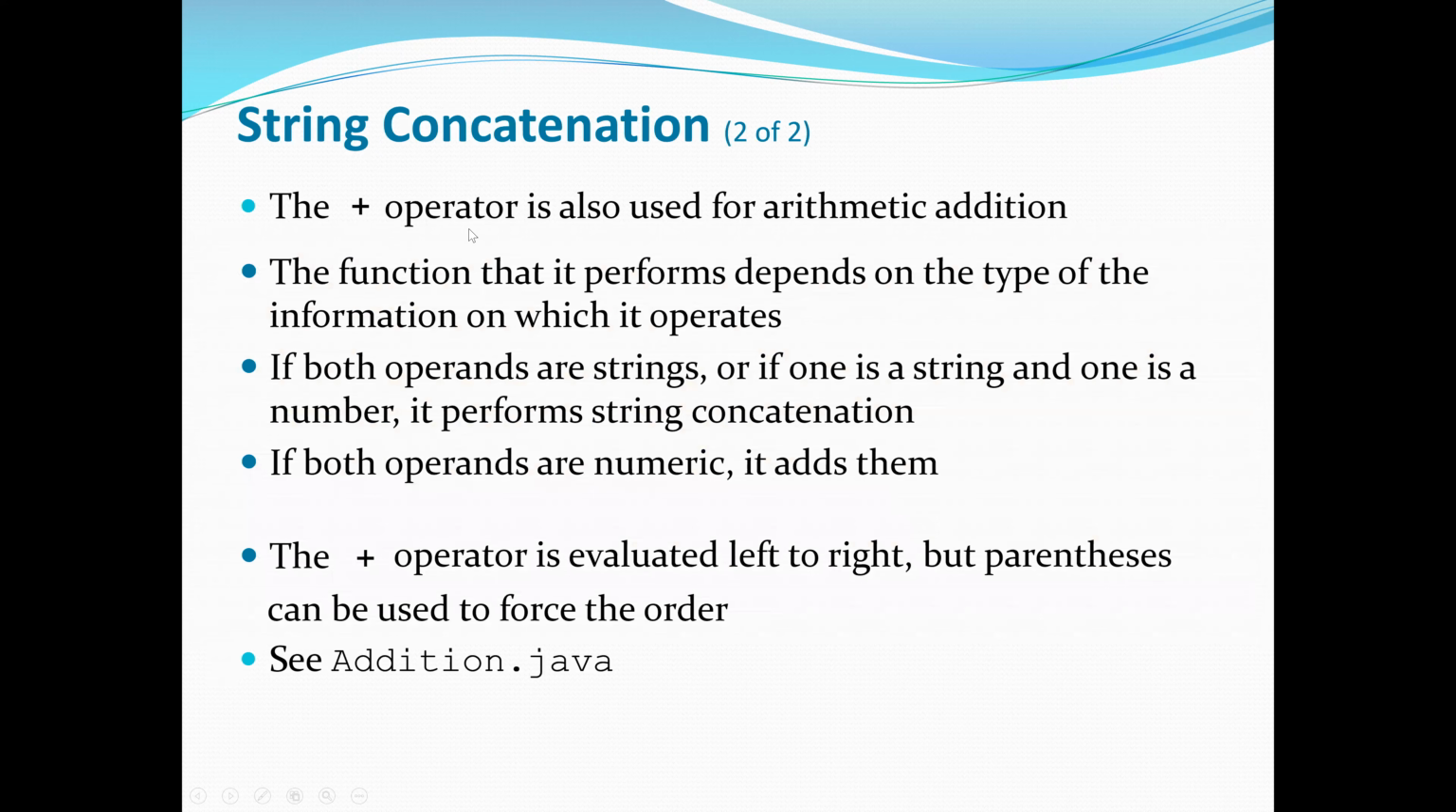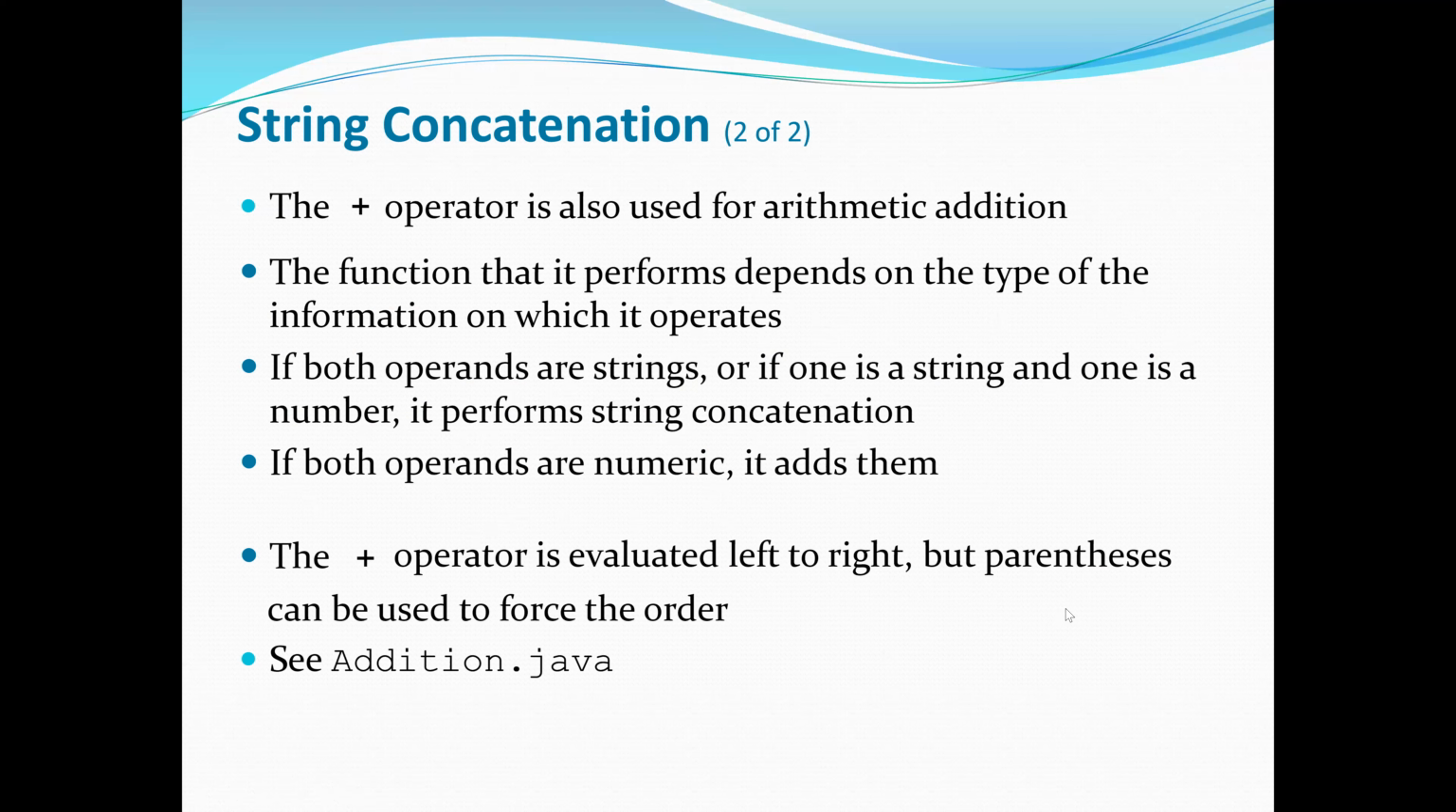Now here we say the plus operator is also used for arithmetic addition. As we said, if the two items on the left and right of the plus are values, then it's going to perform an arithmetic operation. So here we say the function that it performs depends on the type of information on which it operates. If both operands, that's both items on the left and right side of the plus sign, are strings, or if one is a string and one is a number, it performs string concatenation. Now, if both operands are numeric, they are values, then it will add them.